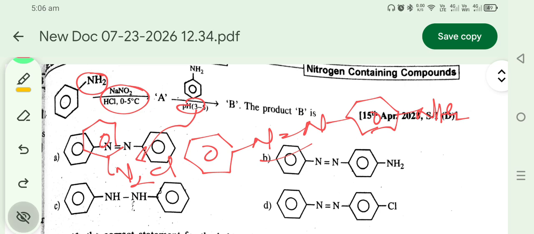Aniline on reaction with NaNO2 gives diazonium chloride. Diazonium chloride further reacts with aniline. The para position of the aniline carbon is substituted by the diazonium compound, which gives azobenzene para amine. Answer is B.